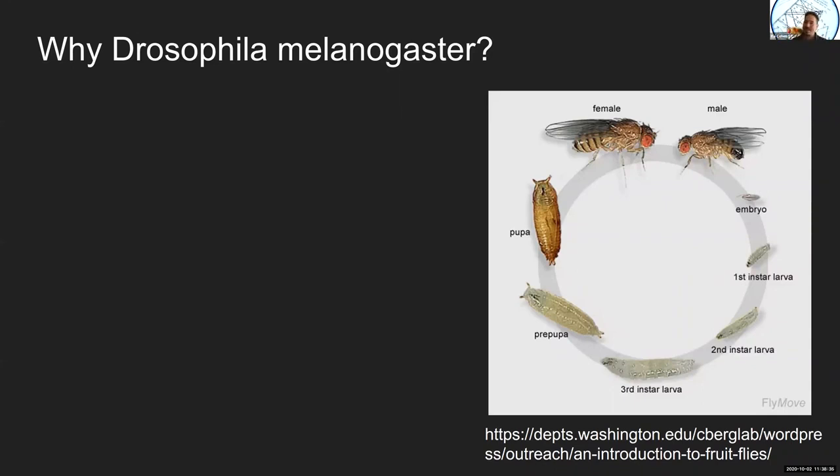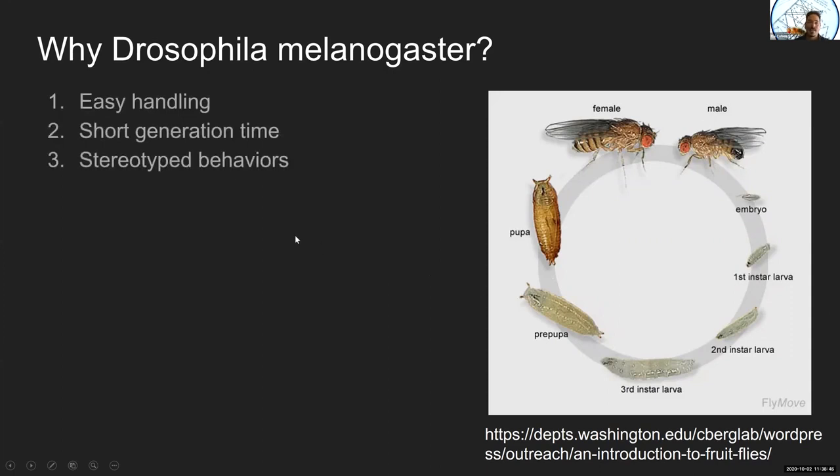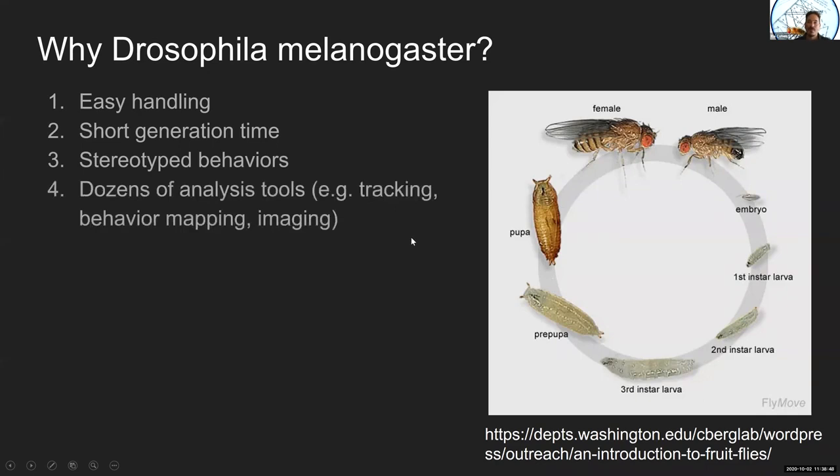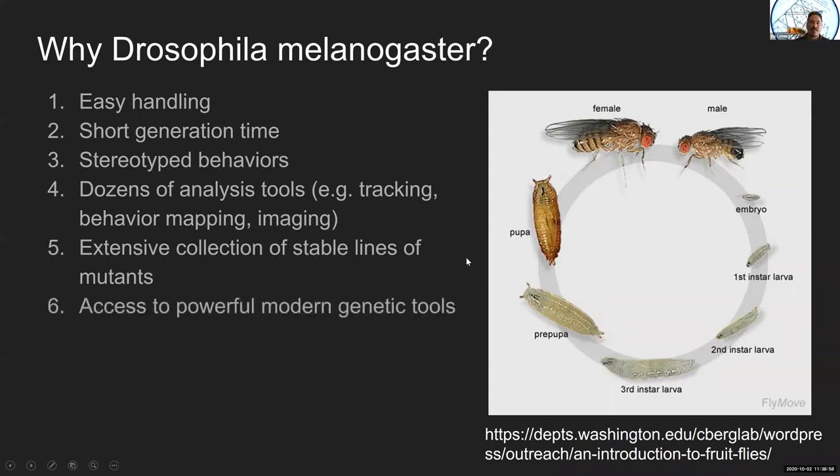Now, Drosophila have been developed in labs for a reason. They're super easy to work with. They're easy to handle. They have a short generation time. They have stereotyped behaviors, some of which we'll talk about. There are dozens of analysis tools that have now been developed for Drosophila. There's a huge collection of stable lines of mutants, access to powerful genetic techniques, especially the libraries now developed by the Howard Hughes Medical Institute. And the infrastructure to obtain the flies and materials is already set up for you.